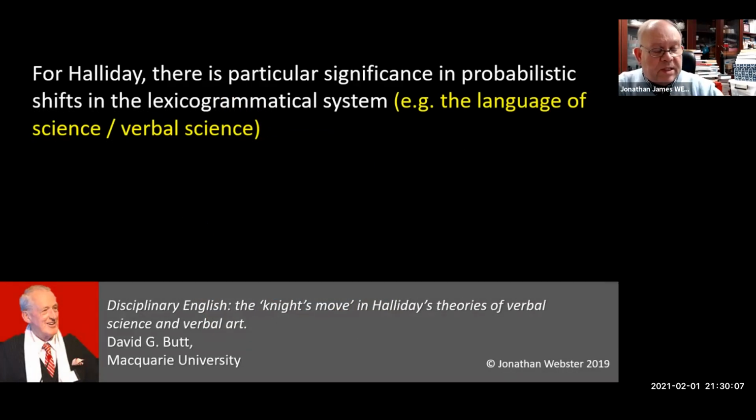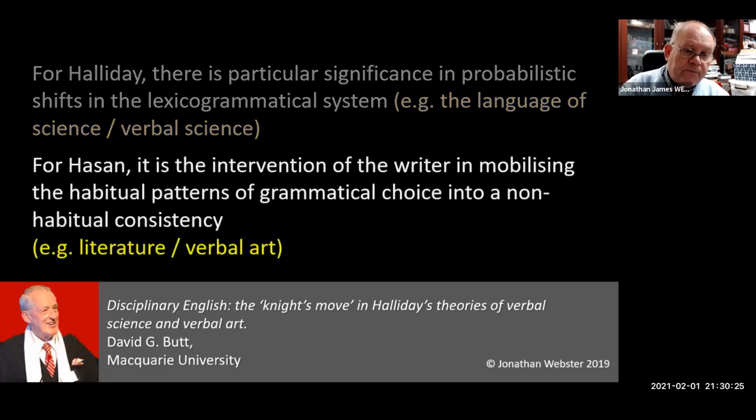So what is the language of science involves these sort of probabilistic shifts. In other words, the probabilities that you will be using a noun instead of a verb define a difference in the way we use language for the language of science, verbal science. But what about verbal art? What's verbal art? How do the two relate to each other? The language of science is very much based on this ability to metaphorize, make metaphor, especially in grammatical metaphor. It is this ability to go for the alternate possible, the adjacent possible.